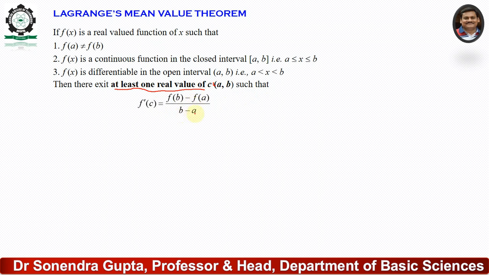Now what is the difference between the Lagrange mean value theorem and the Rolle theorem? In the Rolle theorem we discussed f of a equal to f of b, and the third point f dash c equal to 0, where f dash c equal to 0 means the tangent is parallel to the x-axis. But in the Lagrange mean value theorem, f of a is not equal to f of b, and f dash c equals f of b minus f of a divided by b minus a, which shows the slope of the function at the point c.